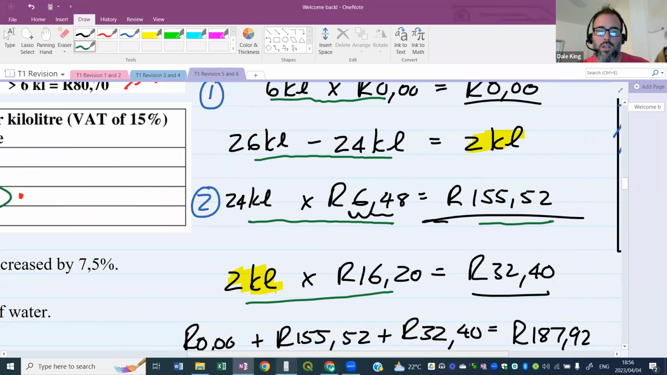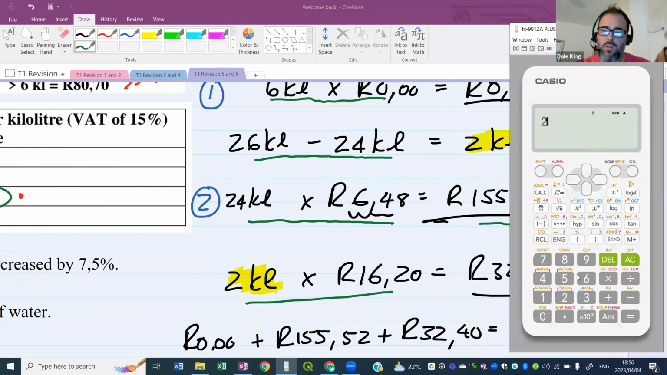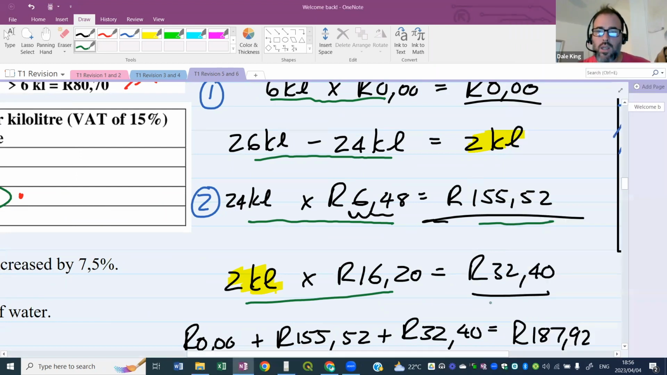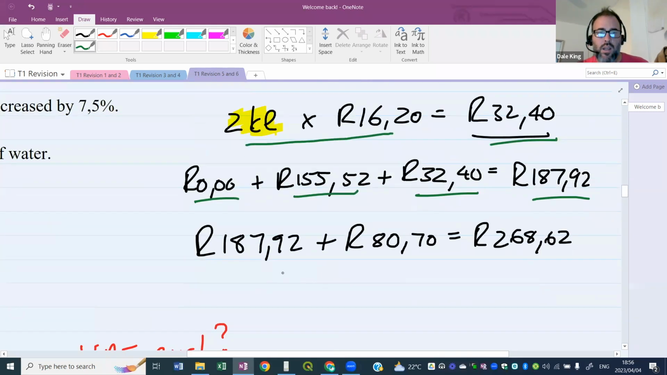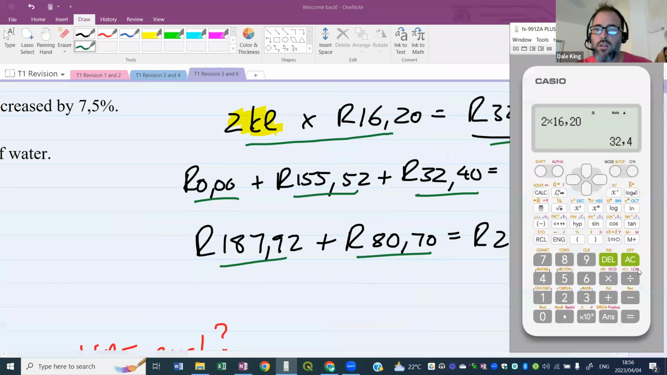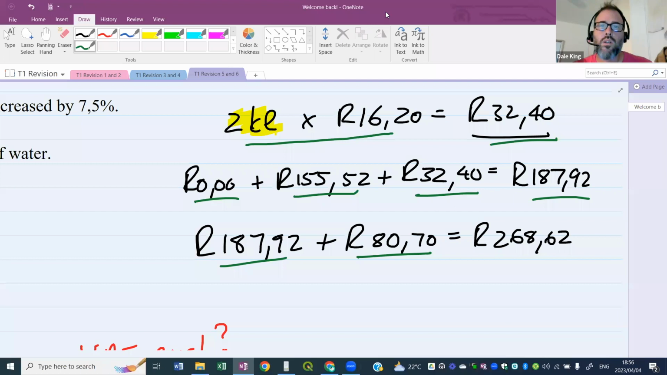I'm going to check that calculation: 2 times 16 Rand 20, and we're getting 32 Rand 40. Yes, 32 Rand 40 is correct. I'm adding up all my rands. The 0 for the 6 kiloliters, second bracket, third bracket gives me a total of 187 Rand 92. And like Sonia says, you're not done. You've got to add on your fixed fee. So 187.92 plus 80 Rand 70, and I get 268.62.